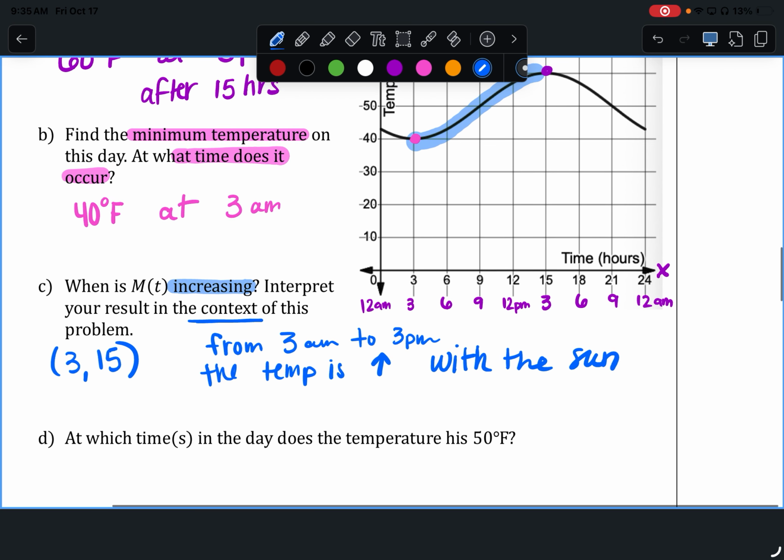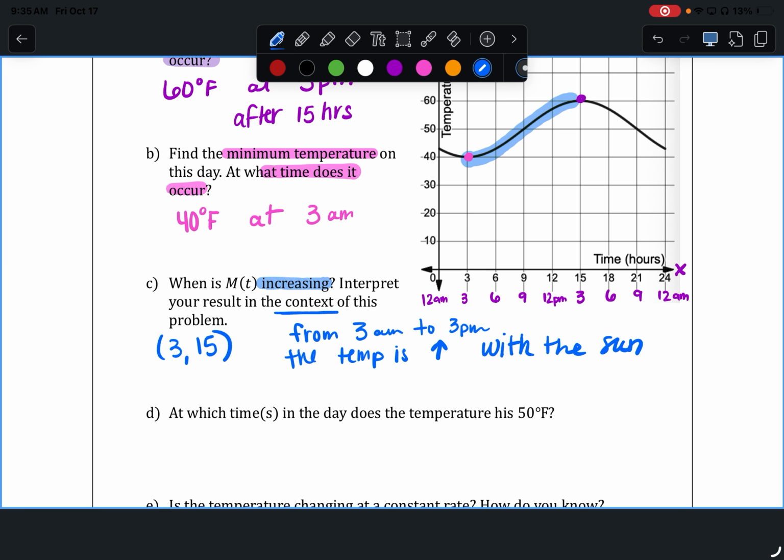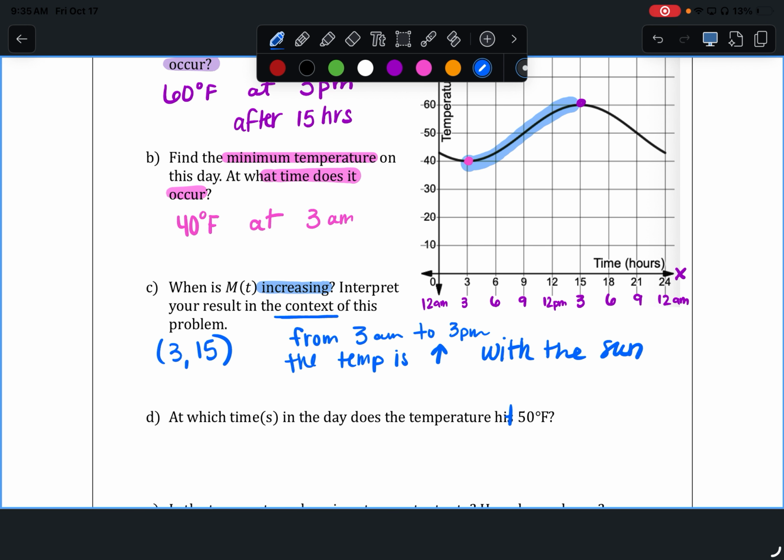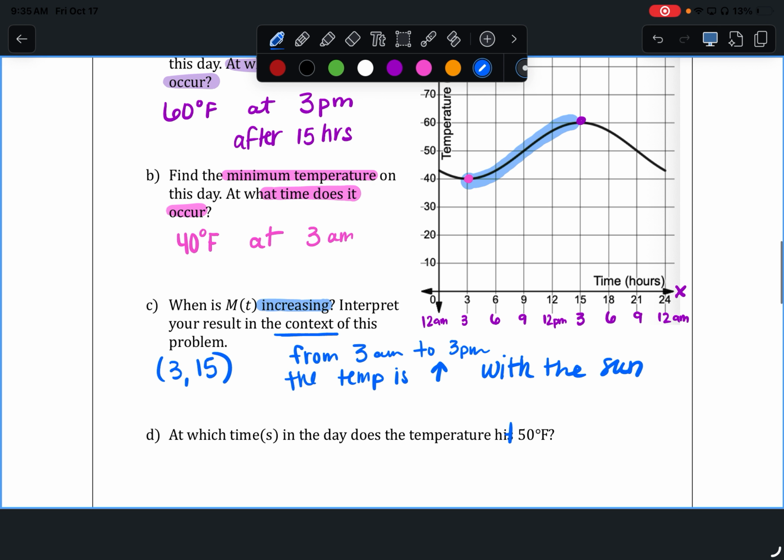Now, it asks for question D, at what time or times in the day does the temperature hit 50 degrees? How many times does it hit 50 degrees? Twice. Where are those at? 9 a.m. and 9 p.m.